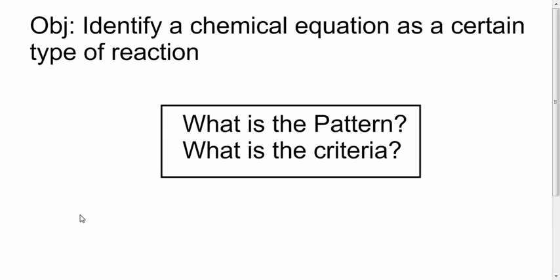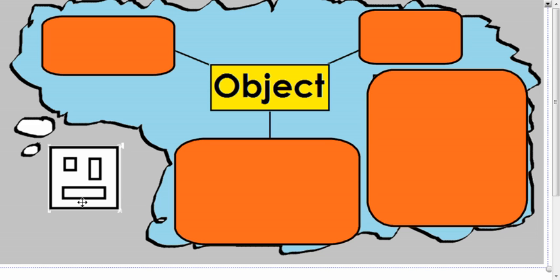The purpose of this video is for you, when given an equation, to know what type of reaction it is. With anything, the main question is what's the pattern, what's the criteria, basically, when you identify something. Now you're going to be separating things into categories. And this is just to model what you're thinking is going to look like.